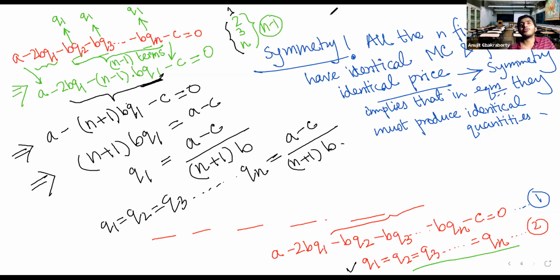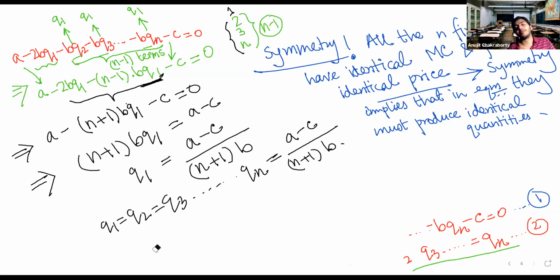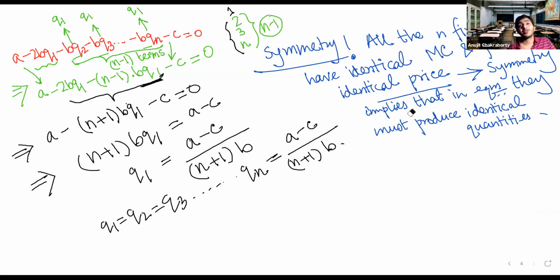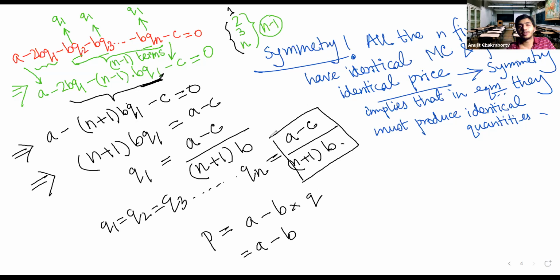Now, there is another really pretty part of the math, which is possibly my favorite part of this problem. I'll try and convince you that it's very pretty, and let's see if I can. So if that is the quantity being produced, what is the price? The price is a minus b times total quantity. Well, if every firm is producing this much and there are n firms, then the total quantity is n times (a minus c) over (n plus 1) times b.